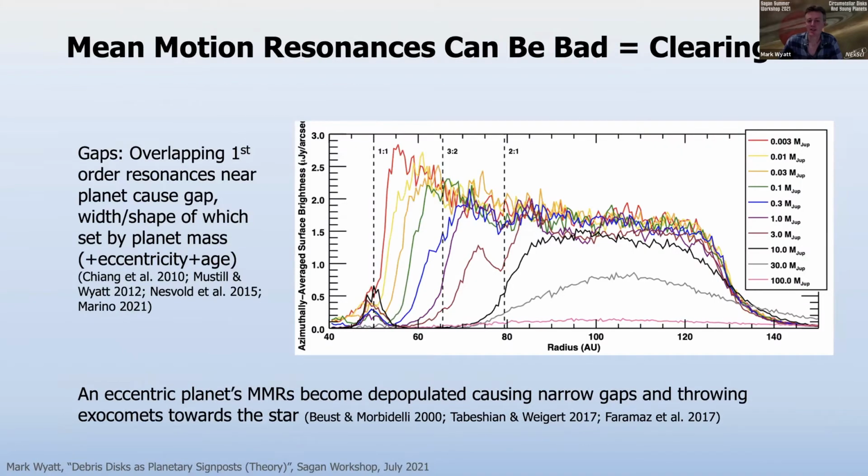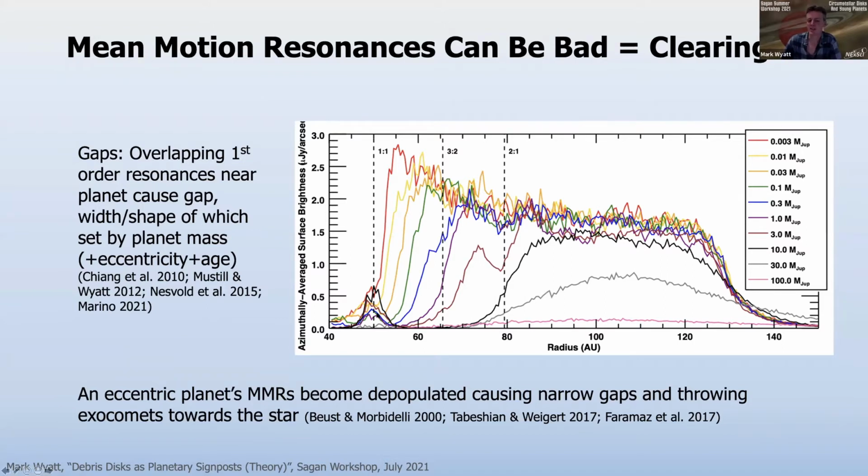The mean motion resonances can be both bad and good. One example where they can be bad is close to a planet, because although the resonances are fairly narrow in range, they have some finite width, and close to the planet they all start overlapping, which causes a gap to form along the planet's orbit.